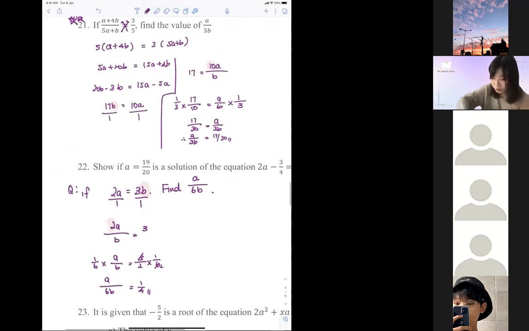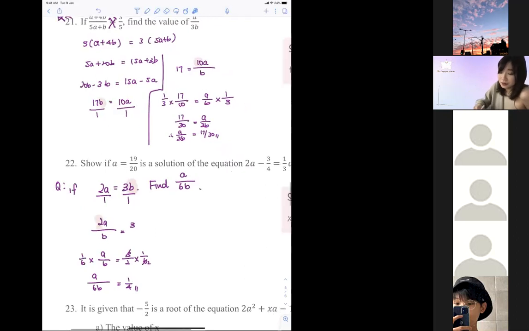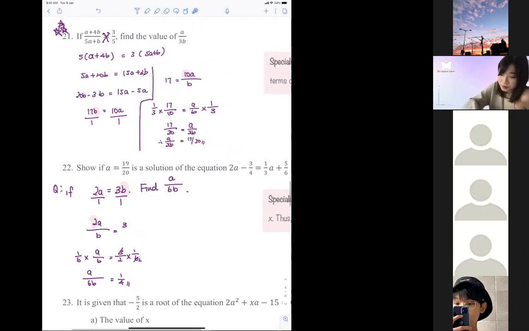Okay, once you're done copying 21 and the quiz question, can you help me put a thumbs up? Okay. Money and Kenneth done? Okay, I put this at the side first, okay? Okay, great.